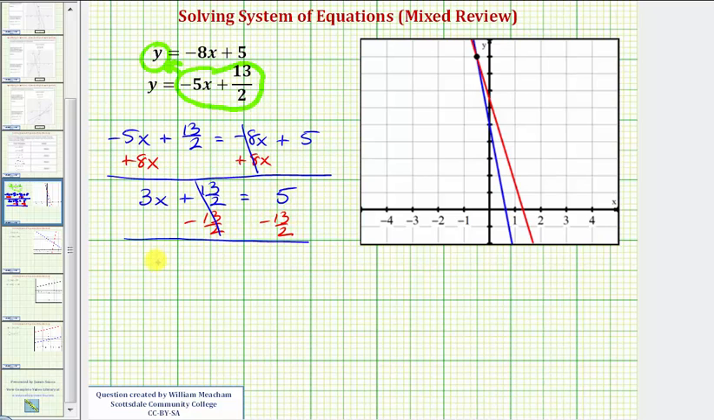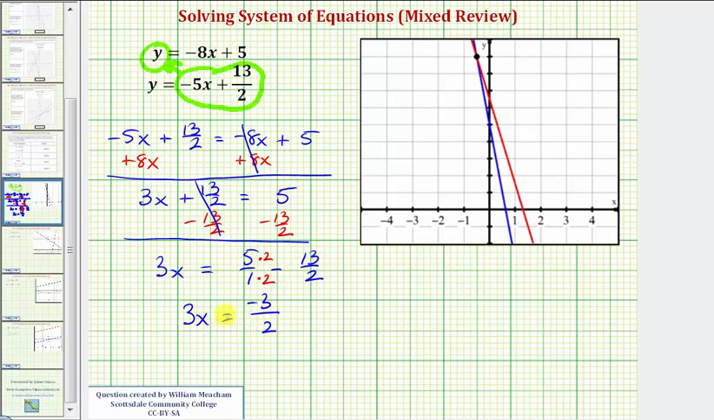This is 0, so we have 3x equals, I'm going to write 5 as 5 over 1, so 5 over 1 minus 13 halves. To find this difference, we must obtain a common denominator, which would be 2. So we'll multiply 5 over 1 by 2 over 2. So now we have 3x is equal to, the denominator is 2. The numerator is going to be 10 minus 13, which is negative 3.